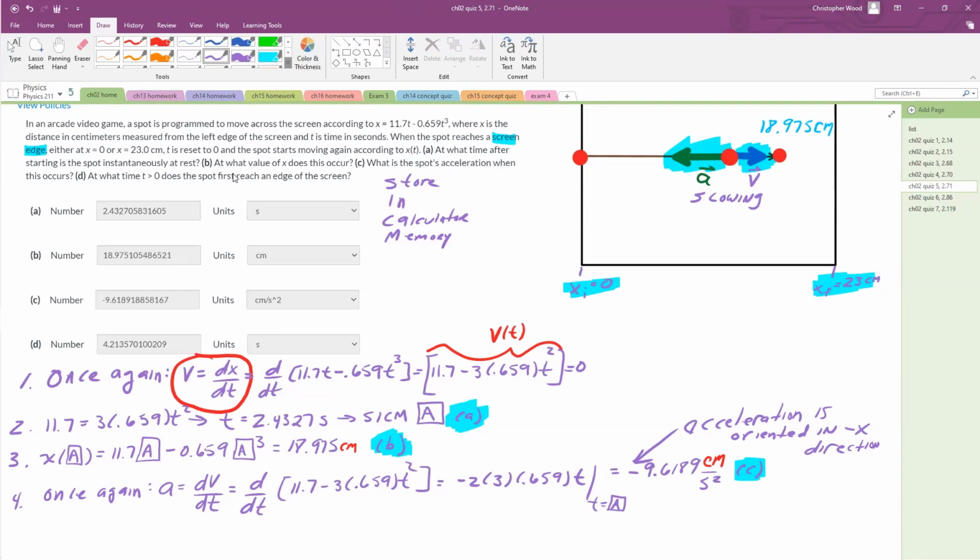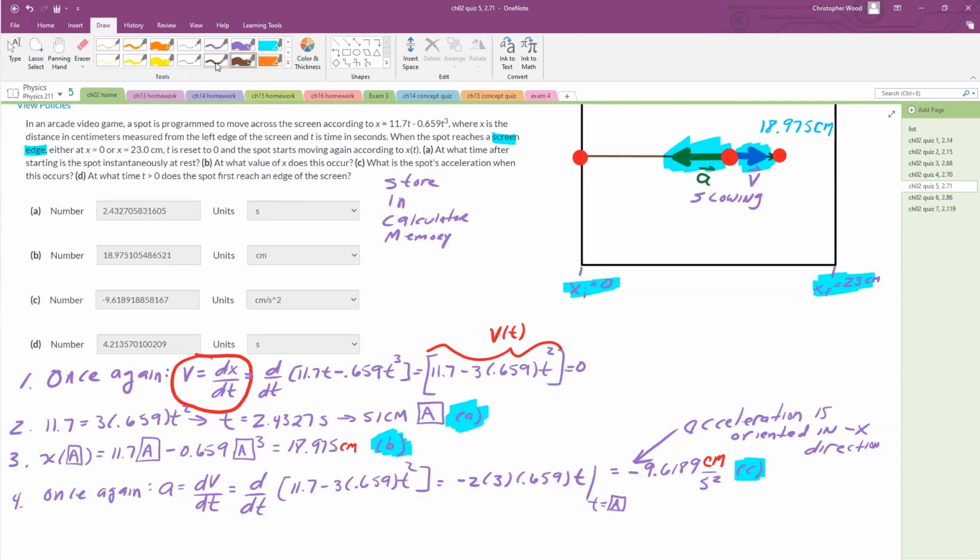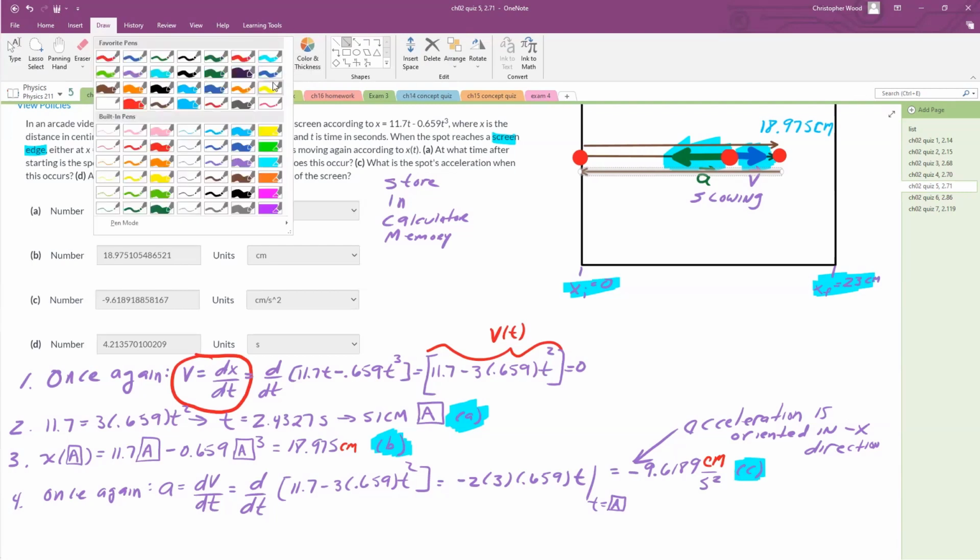That's the thought process going on in my head that says, hey, this dot is going to the right and then it's slowing down. So it's going to the right, slowing down, coming to a stop, and then it starts to speed up, and there you go. So I know that the first edge reached by the dot after it's launched is once again at x equals 0 because it never made it to the 23 centimeter mark.